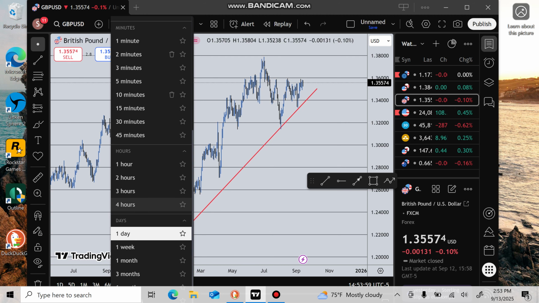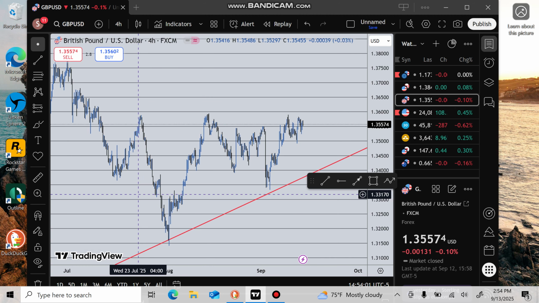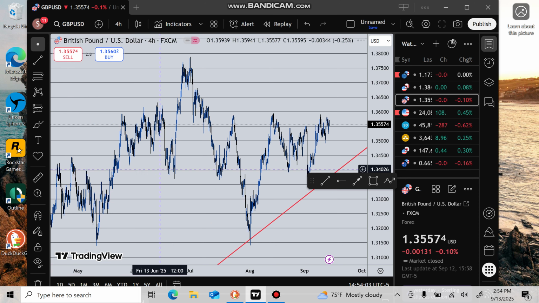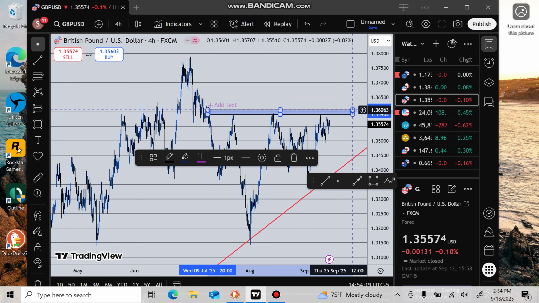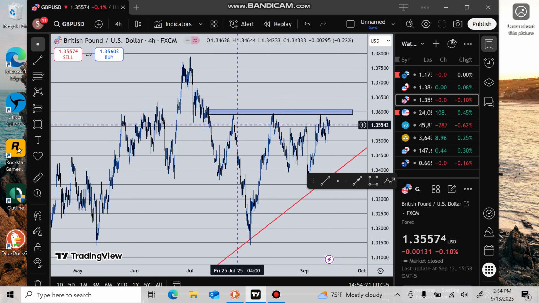Then we go down to the 4 hour, and we have a break of structure to the downside. We have a high, then a low, then a lower high and a lower low, and an equal high right here. So let's mark up this equal high. We have equal highs here, because we have this equal high and this equal high. So this is probably going to start selling on the downside soon.